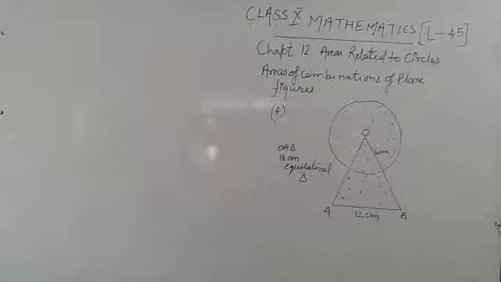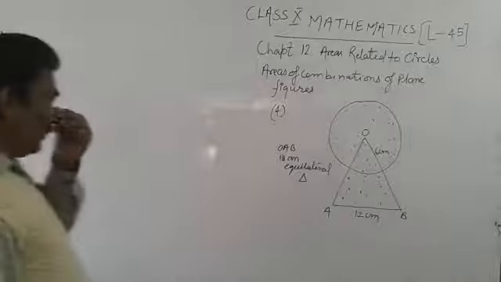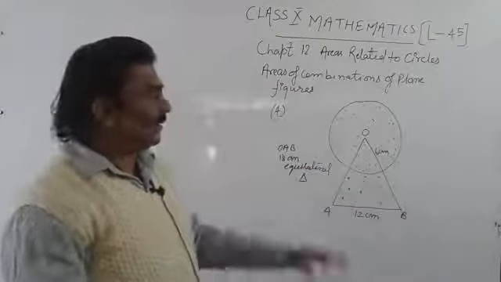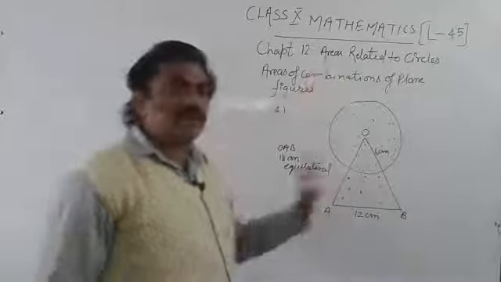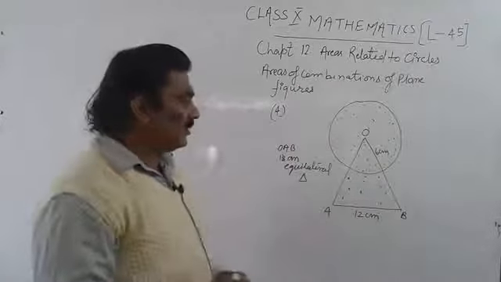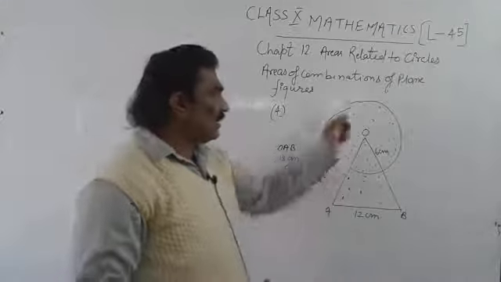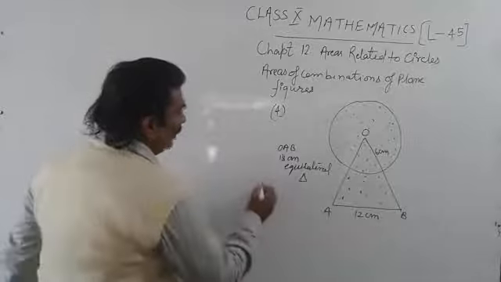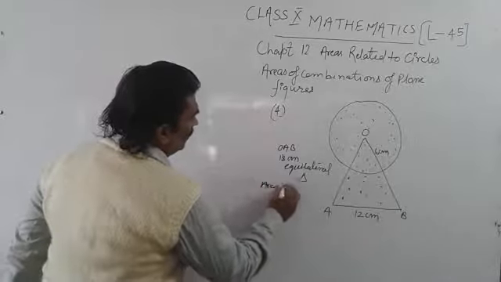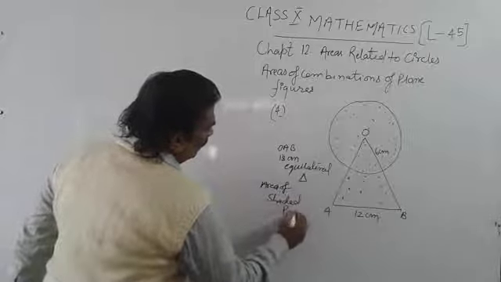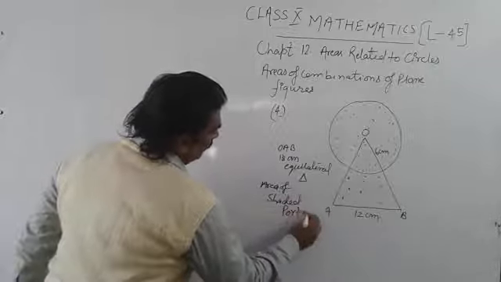So now students we have the next question, question number 4. In this question two plane figures are combined. First is a circle and the other is a triangle. The triangle is an equilateral triangle whose all sides are 12 centimeter, and this is a circle of radius 6 centimeter. So we have to find the area of the shaded portion or shaded region.